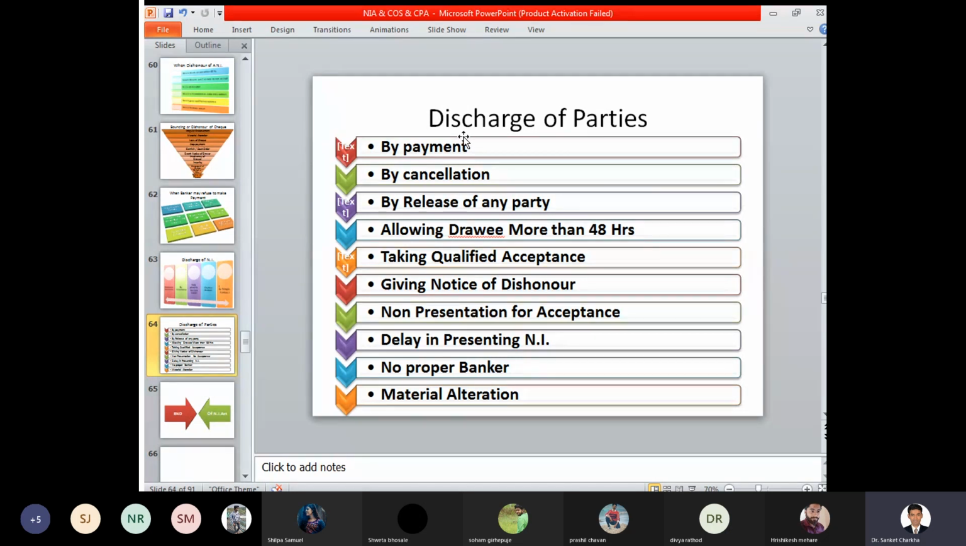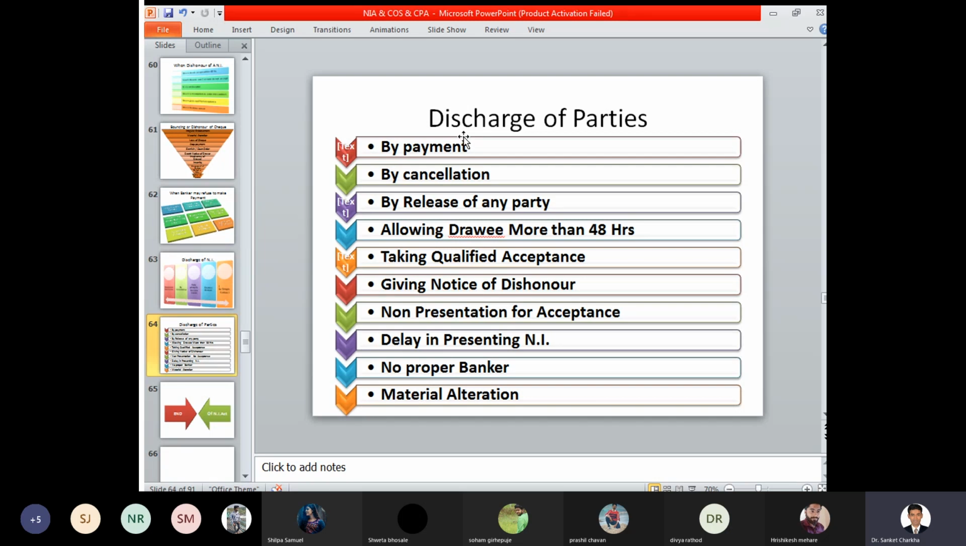By cancellation. If any one of the parties to the contract cancels the respective instrument, that is either the check, promissory note, or bill of exchange, then also the parties to the negotiable instrument get discharged. By release of any one party. If any one party to a negotiable instrument withdraws the respective liability, then based on the withdrawal of that particular liability also, the parties get discharged. Allowing drawee more than 48 hours. If you allow a particular drawee for acceptance for more than 48 hours, then also the parties to the negotiable instrument can get discharged, and hence we can say that the discharge of the parties comes into existence.